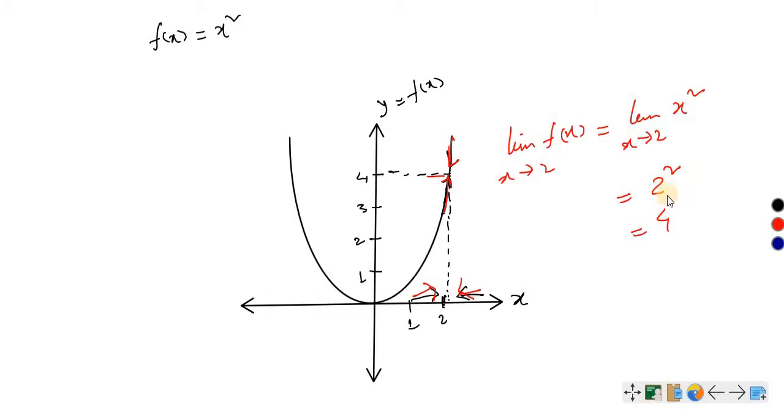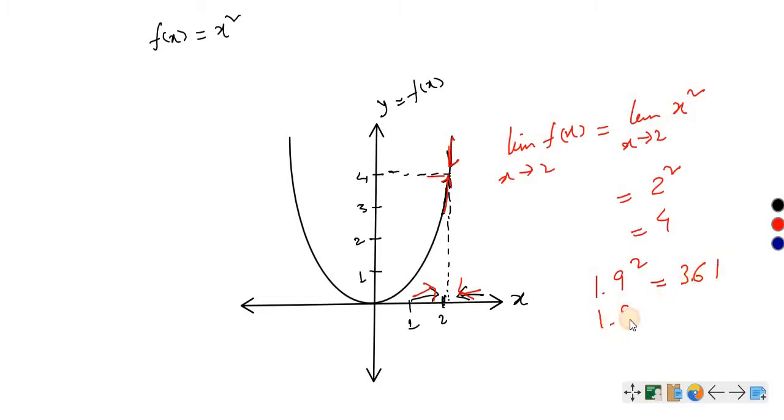Now you must be wondering why I'm writing 2, though x is not exactly equal to 2. So just do the calculation. Suppose I have written 1.9. Its square will be how much? If you use the calculator, you are going to get 3.61.